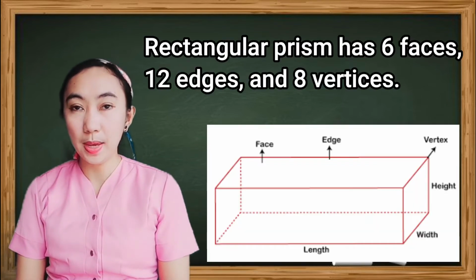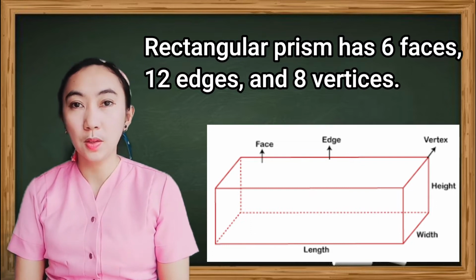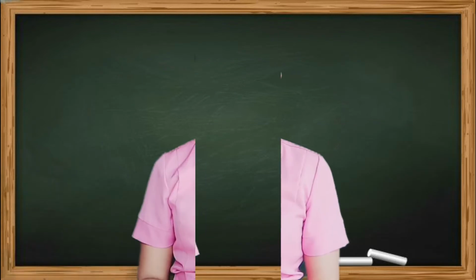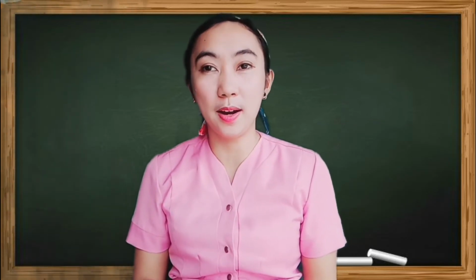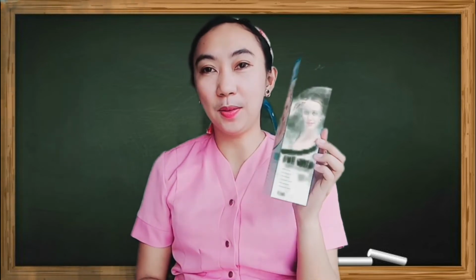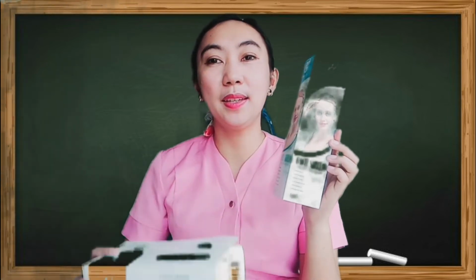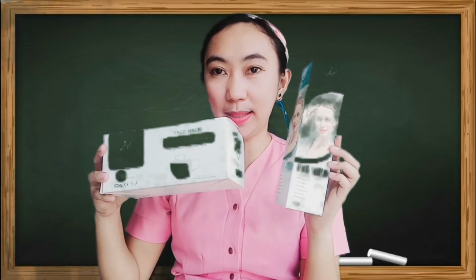Rectangular prism has 6 faces, 12 edges, and 8 vertices. Examples of rectangular prism are the backs of face shield and the backs of face mask.